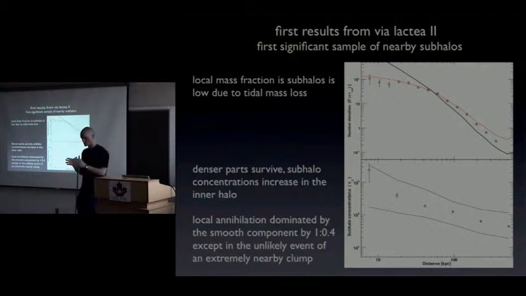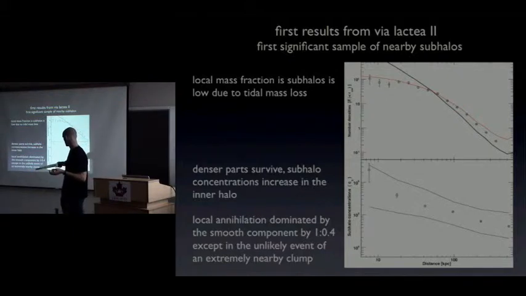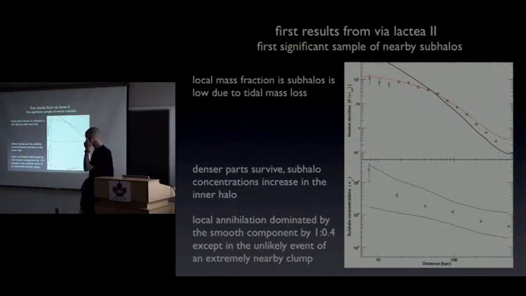And so if you take this and calculate how much annihilation signal you get from all the clumps within a kiloparsec, you get about 40% of what you get from the local smooth dark matter component on average. In a few unlikely cases, you can get a much higher number here. You can get about a factor of 10 in about 1% of the cases. I should have put that number on because I think that's about what it was.